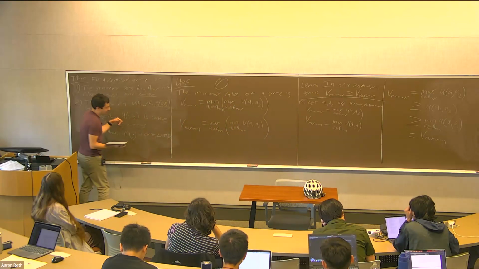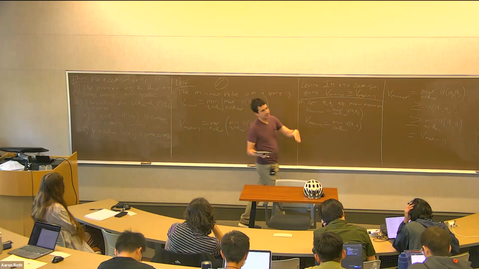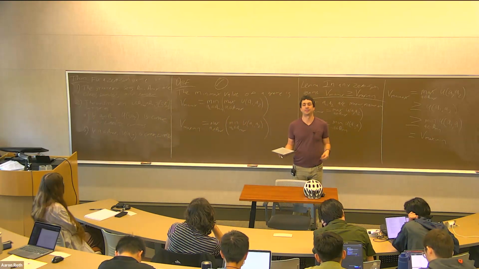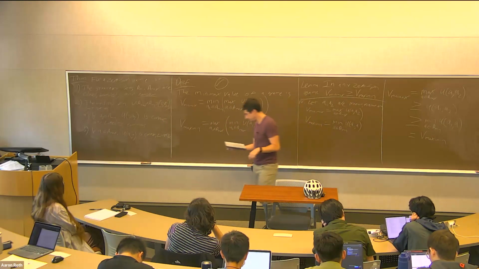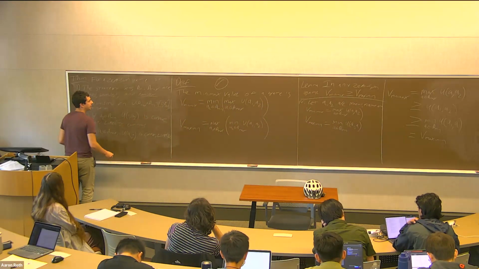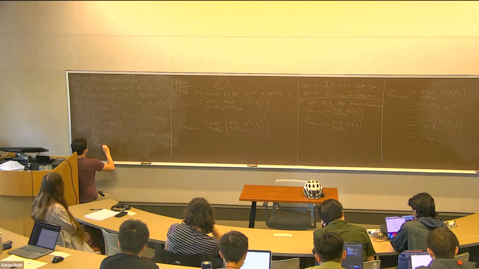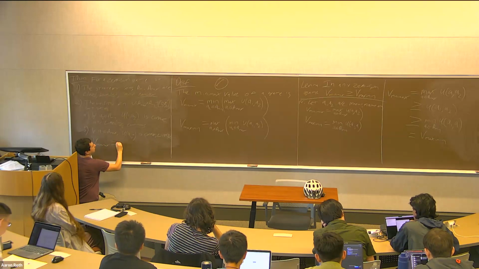Similarly, my utility function has to be concave in one player's action, convex in the other. It's okay, for example, if it's linear in both. And if that is the case, then the claim is that the minimax value is actually equal to the maximin value.